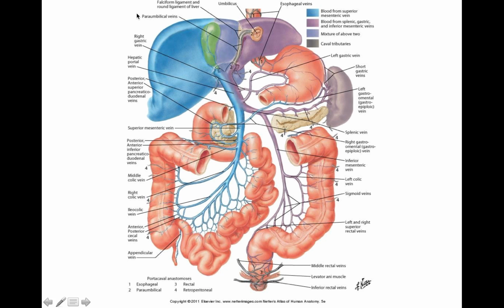So in this regard, you guys, the liver is kind of like the gatekeeper of your venous blood from your digestive organs, right? It makes sure that everything's processed and clear before it goes out to the rest of your body. So that actually makes a lot of sense.